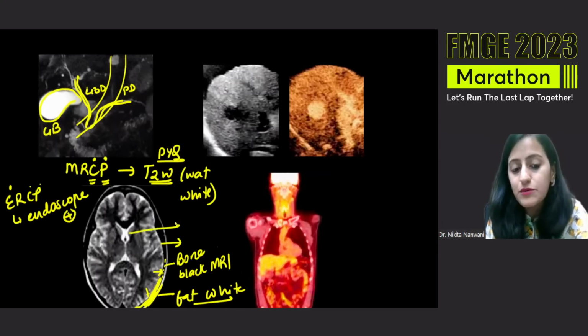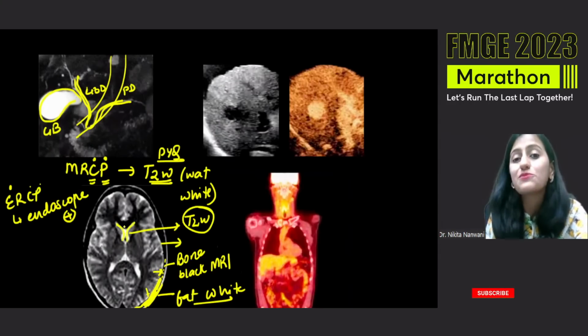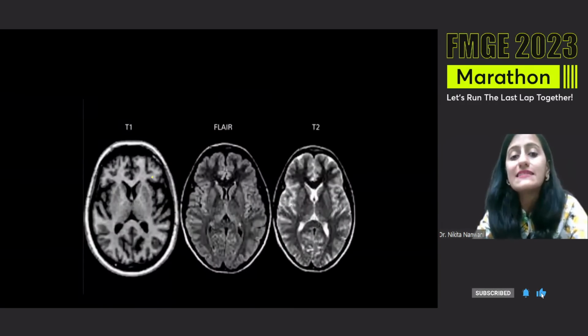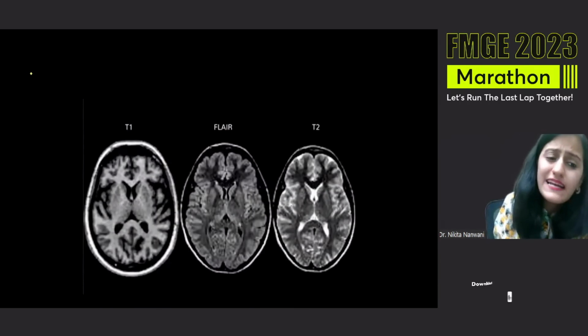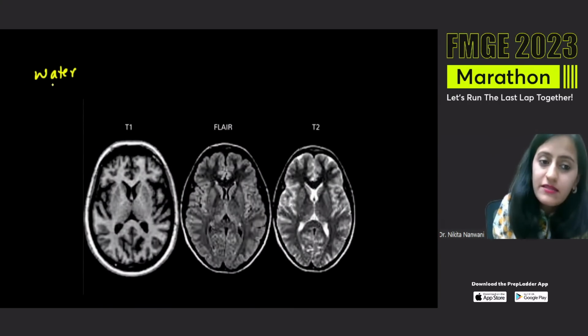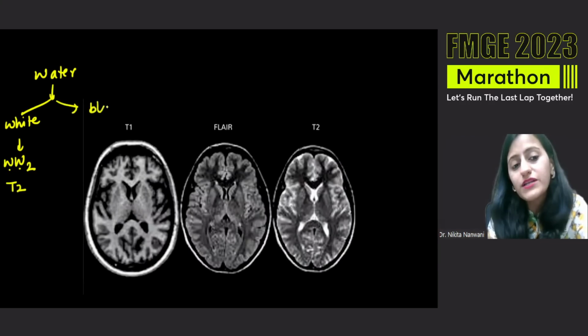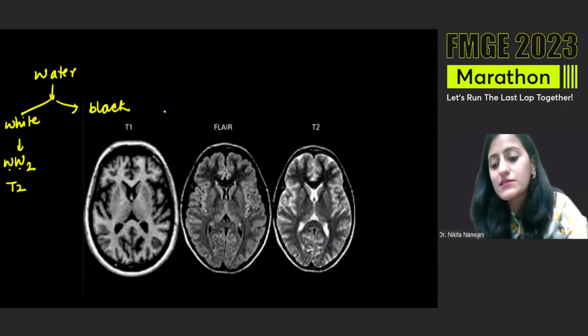What MRI sequence is this? It is a T2 weighted MRI with the water white, World War II. Let's have a quick look at the MRI sequences. To identify the MRI sequences, the first step is to look at the water. If the water is white, that means World War, water white, that is T2. If the water is black, that means the water is not white.